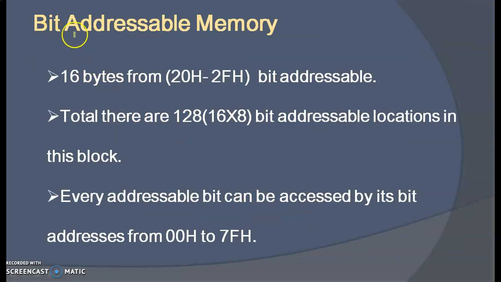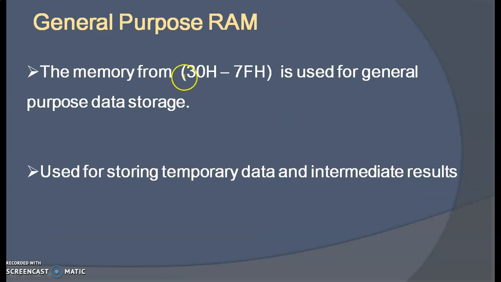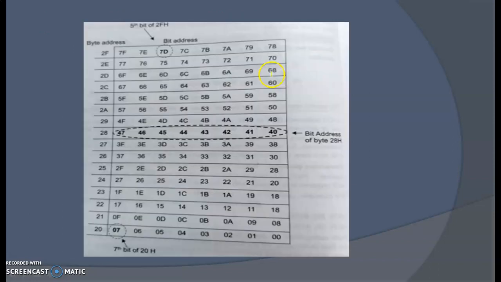Then the second division, that is the bit addressable memory, is of 16 bytes from 20 memory location to 2F. So these are total 16 bytes and each byte has 8 bits. So therefore 16 into 8, we have 128 bit addressable memory locations in this block. Then general purpose RAM is from memory location 30 to 7F. This is the individual bit addressable RAM. Okay, each bit you can separately address.